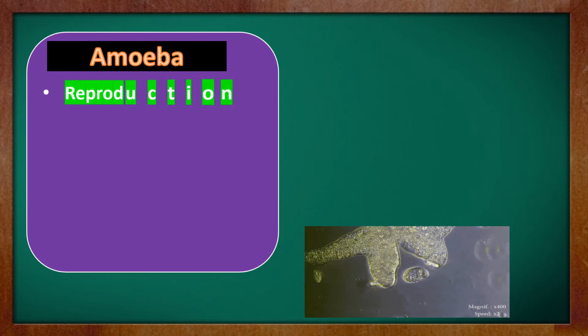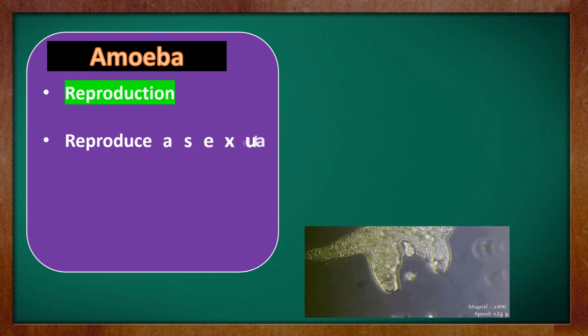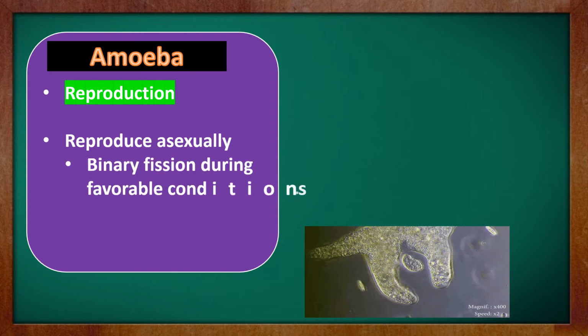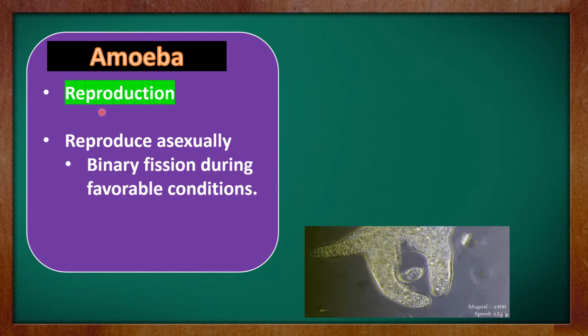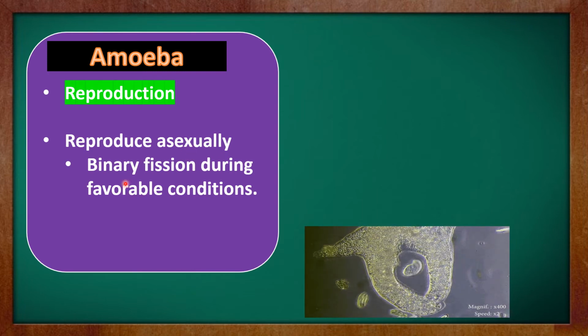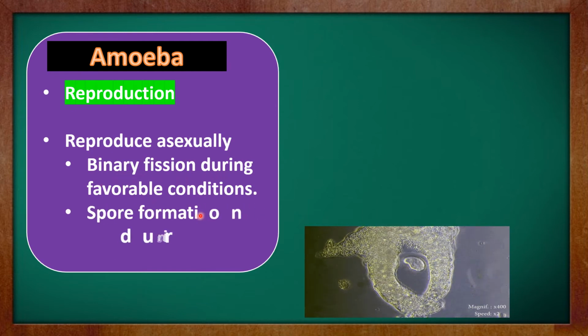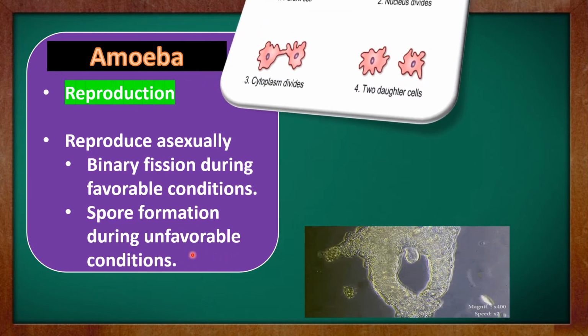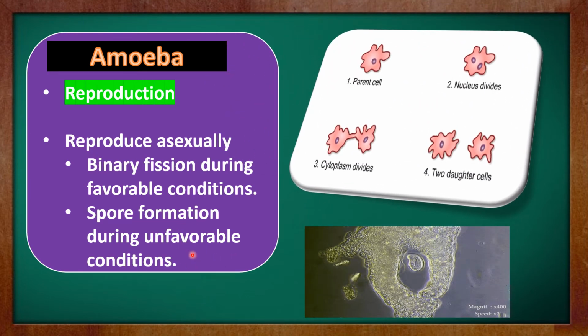So how does amoeba reproduce? Okay, we have what we call asexual reproduction. Amoeba reproduces asexually, meaning only one parent cell is involved, through a process called binary fission during favorable conditions and spore formation during unfavorable conditions. So this is how an amoeba reproduces during favorable conditions.